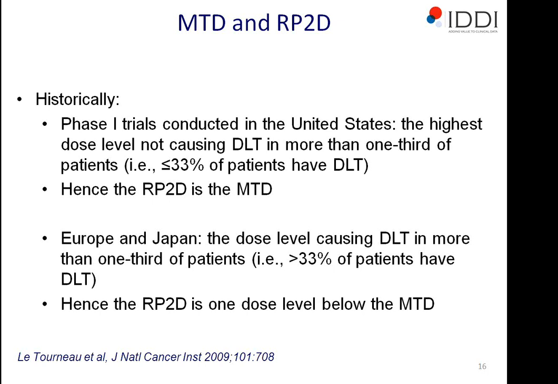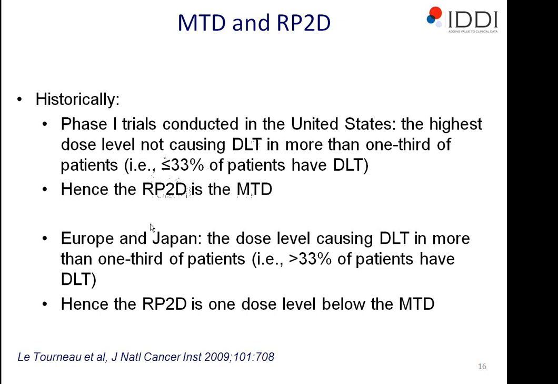There is, of course, a relationship between the MTD and the recommended dose for phase 2 trials, and this is mostly historical. What's important is to have these definitions in place before the trial is begun. But historically, in the United States, the MTD has been defined as the dose level not causing dose limiting toxicity in more than 1/3 of patients, and hence for these trials, the recommended dose for phase 2 testing is the MTD itself.